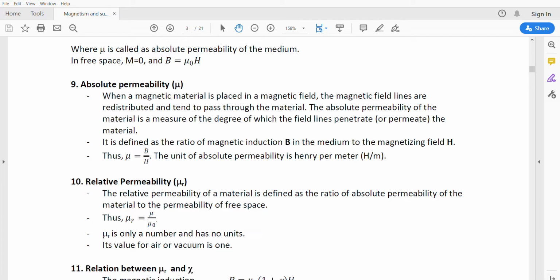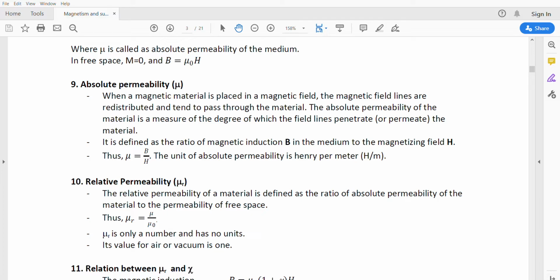We know that B directly depends on induction. How many lines of force will be allowed by the material directly depends on the strength of the field and the type of magnetism, meaning the magnetization of the material. So B is equal to mu naught into H plus M. That we can write as B is equal to mu naught into 1 plus psi. That represents the relation between B, H and M.